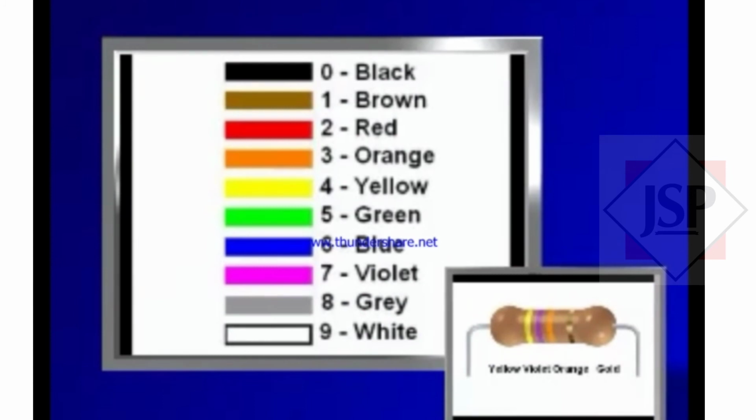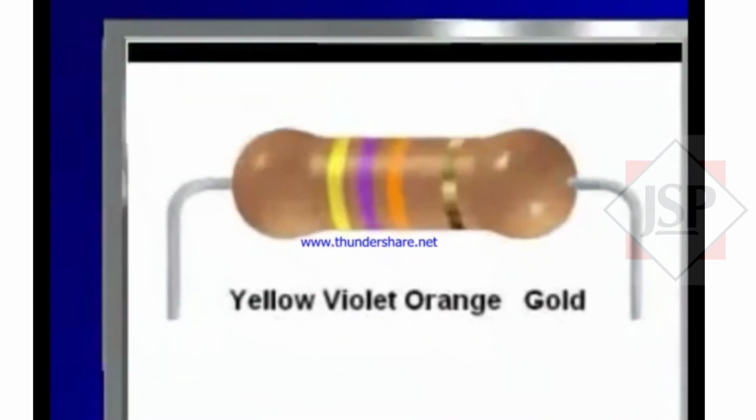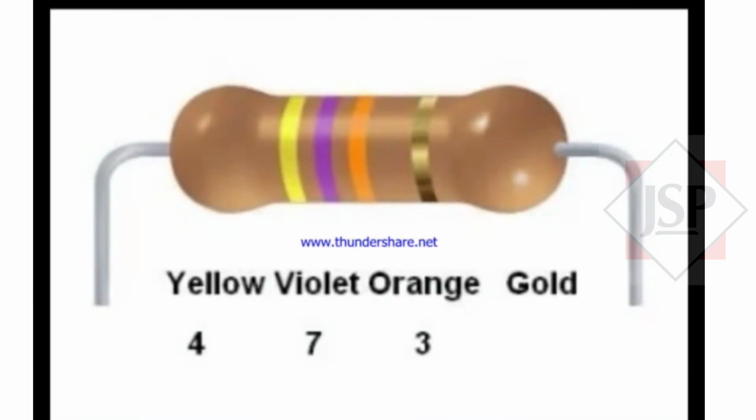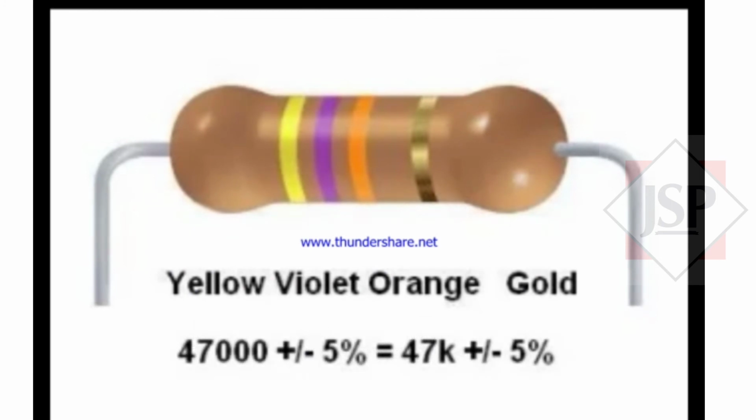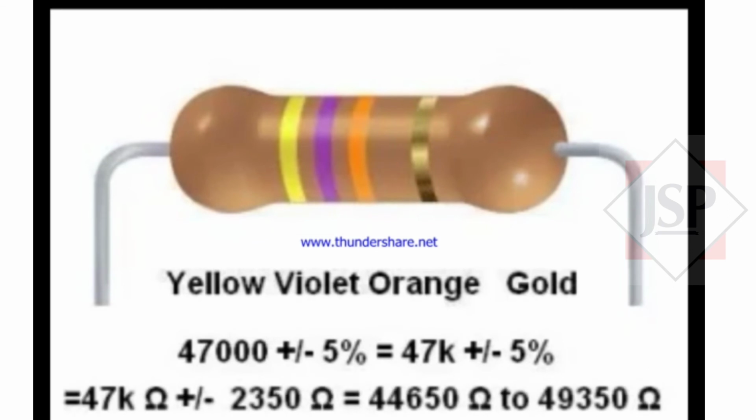Another example, yellow, violet, orange, gold. That is 473, or 47 with 3 zeros after it. That is 47,000 ohms, or what we would call 47 kilo ohms, or 47 K ohms for short. This resistor has a tolerance range of 47K plus or minus 5%, which equals 44,650 to 49,350 ohms.